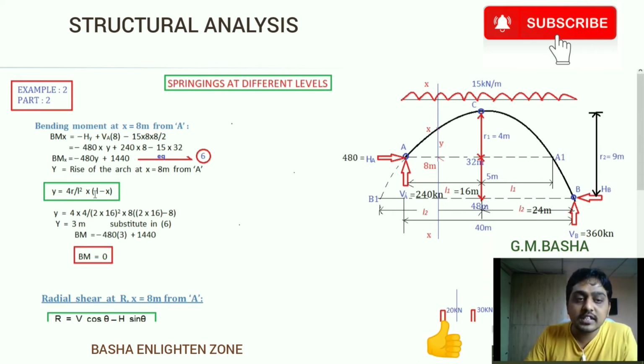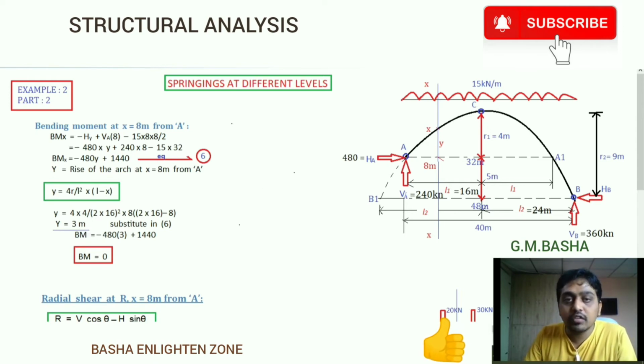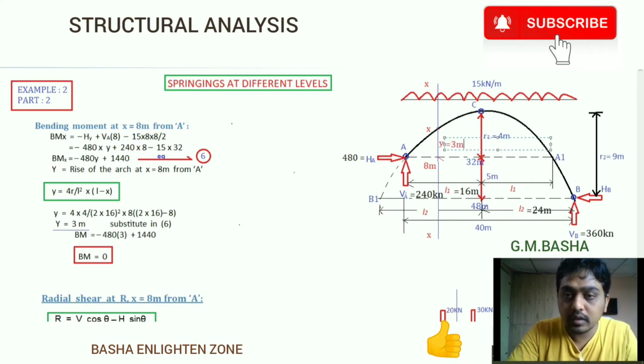So here in this case, what is our L value? That will be equal to 32. R value equal to 4 meters, x value equal to 8 meters. Substitute in the given equation. What is the general equation for finding the intermediate rise? So you will get the value y equal to 3 meters. Okay, you will get that value y equal to 3 meters. See here, this value will be equal to 3 meters.